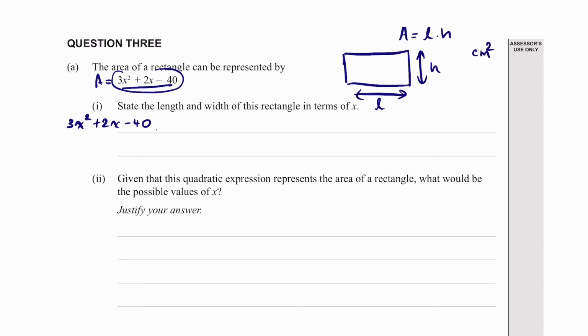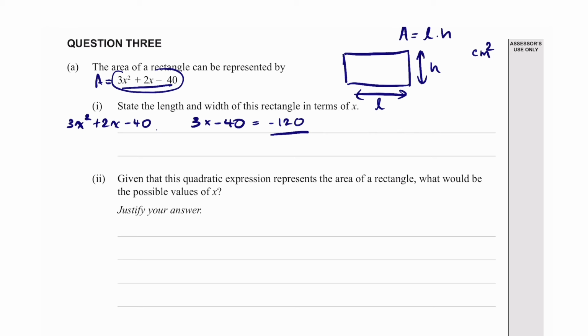So how do we factorize this? Well, we're going to have to use a special factorizing technique because our coefficient is greater than 1. So first we multiply 3 and negative 40 together. So we get 3 multiplied by negative 40, and that's equal to negative 120. We then need to find two numbers which multiply to negative 120, but sum to positive 2.